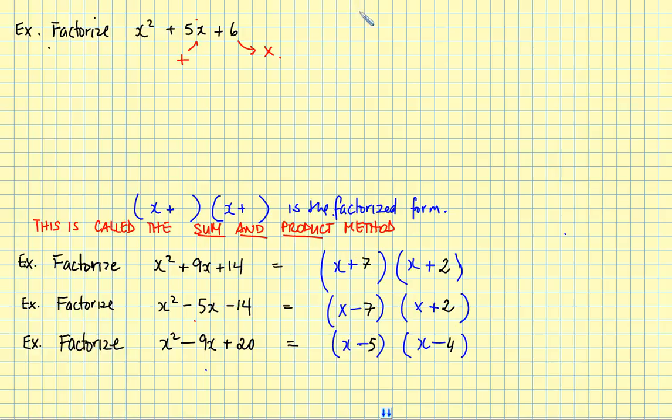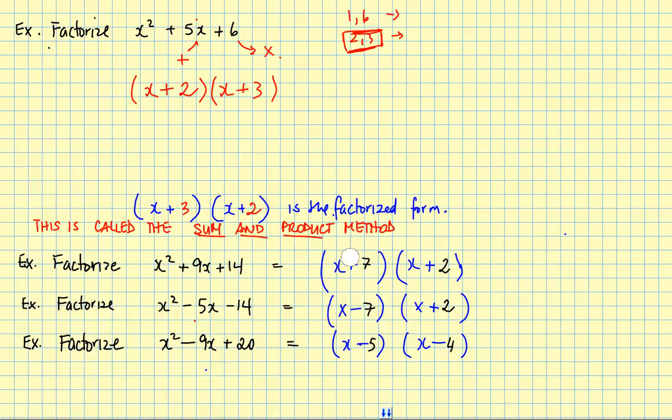So I look for all my factors of 6. They're 1 and 6, and 2 and 3. Now, which of these is going to give me a sum of 5? So 1 plus 6 would give me 7, and 2 plus 3 gives me 5. So I know this one is going to work. So then I'm going to open up the two parentheses, both with x inside. They're both going to be positive, and therefore it's going to be x plus 2 and x plus 3, or x plus 3 and x plus 2. Now, this method is called the sum and product method.